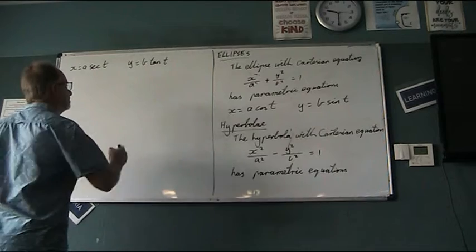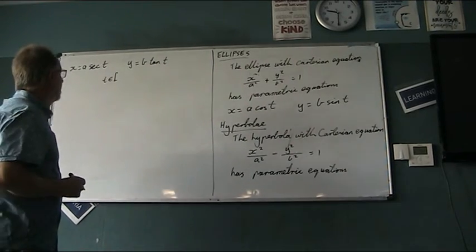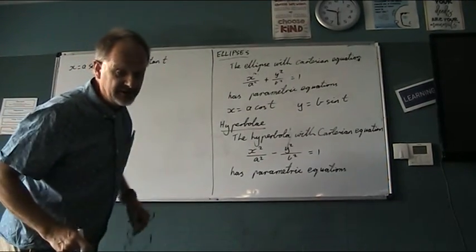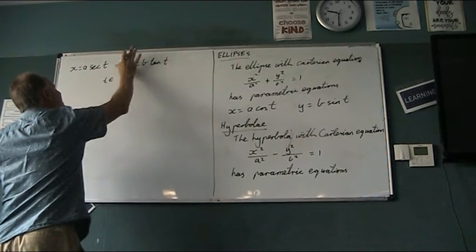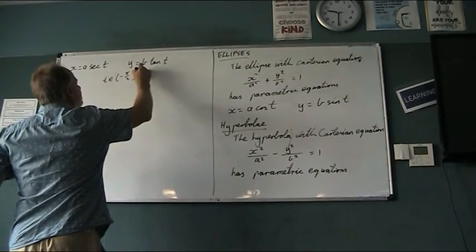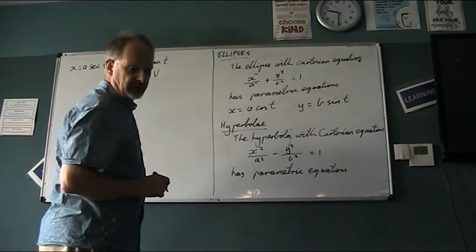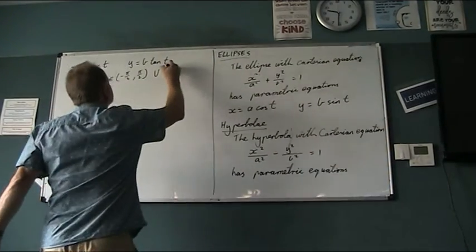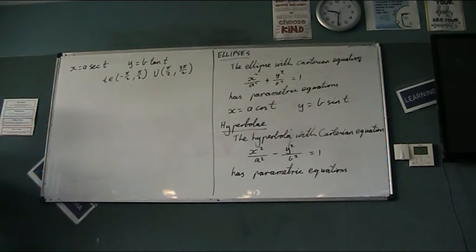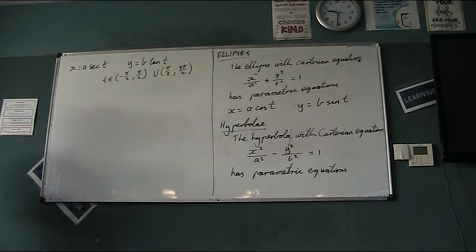And this time, it's a bit more tricky to get the whole hyperbola because there's values of tan and sec that are not defined, so the restriction is this, curved brackets from negative pi on 2 to pi on 2, because at pi on 2 those things are not defined, and the union with pi on 2 to 3 pi on 2. That gives you the whole hyperbola.